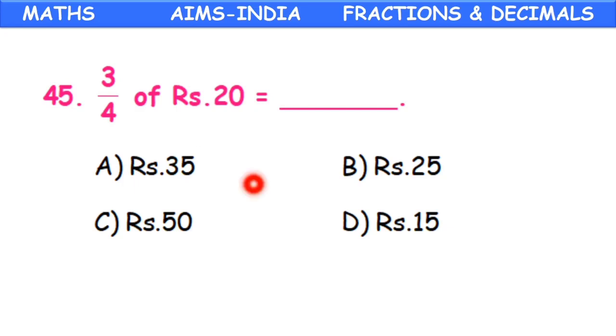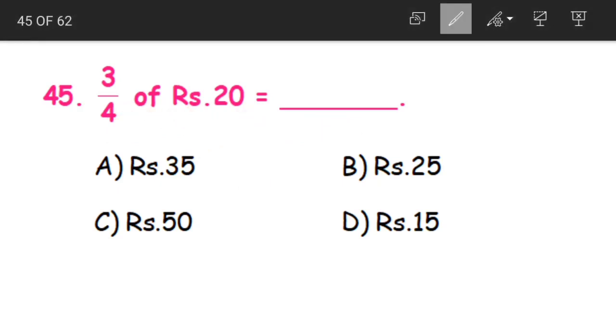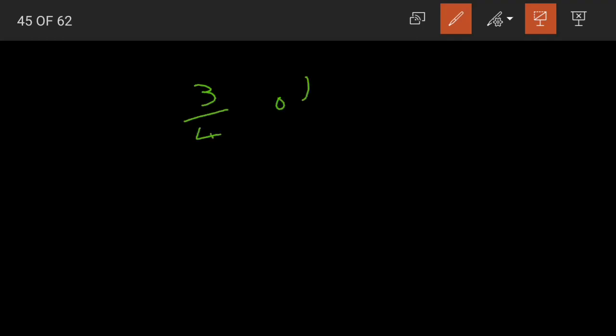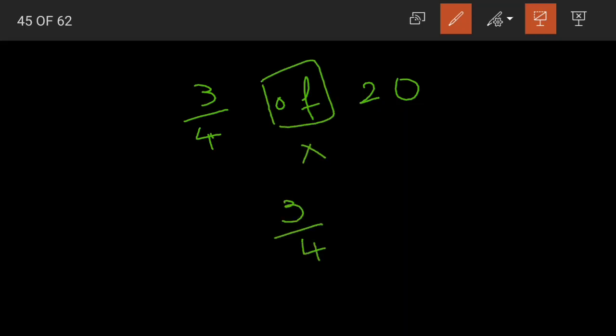And coming to the last question for today, 3 by 4 of 20 is equal to dash. If you remember, multiplication of fractions is done, right? If you remember from multiplication of fractions, here of means multiply. What are they asking us to find? They are asking us to find out 3 by 4 of 20. Now, as I said earlier, of is nothing but we have to multiply. That means we have to find out 3 by 4 into 20.